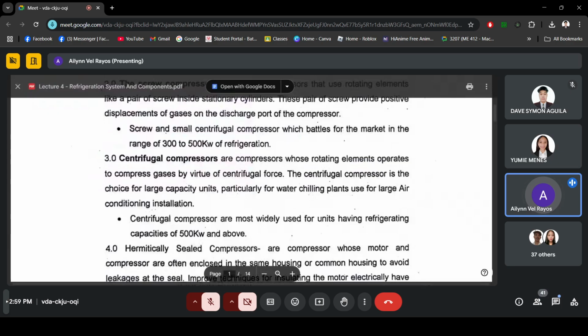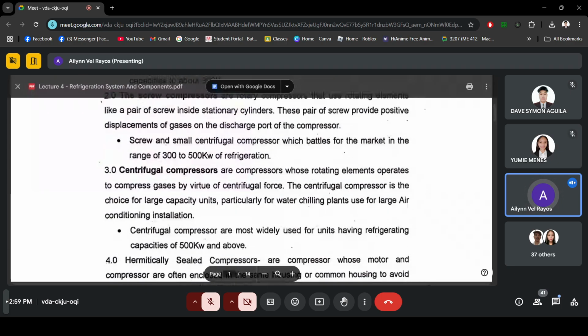Okay, so let me show you an example of a screw compressor and then followed by a centrifugal compressor. So, kung mapapansin nyo, sa pagpili ng compressor, makikita nyo dyan what are the common refrigeration capacity sizes that the compressor can handle. So, nandiyan naman yan sa mga specification of the equipment. Okay, so again, this is an animation of a screw compressor working principle.